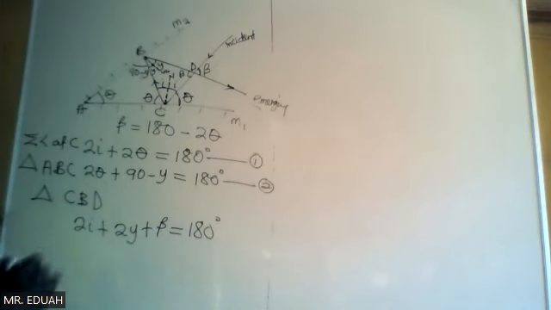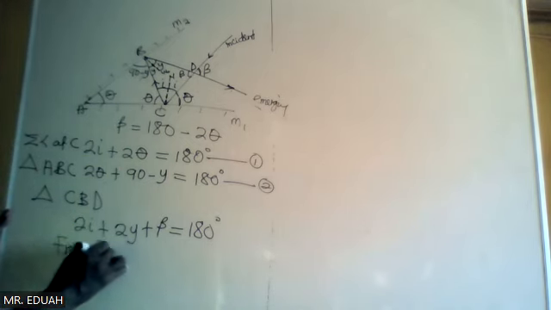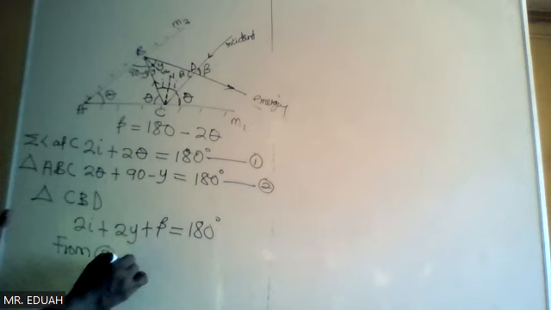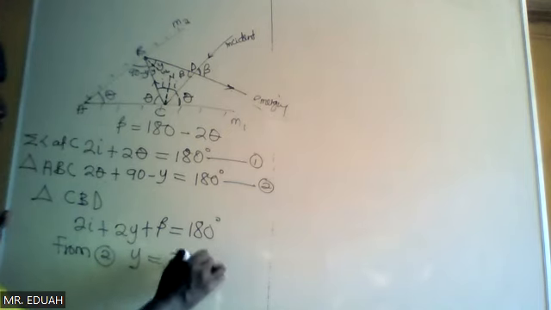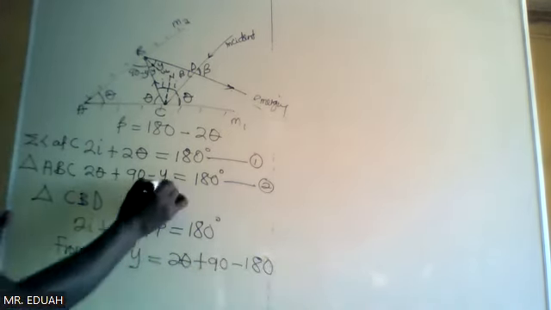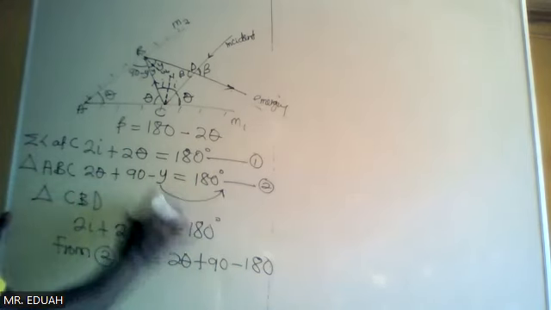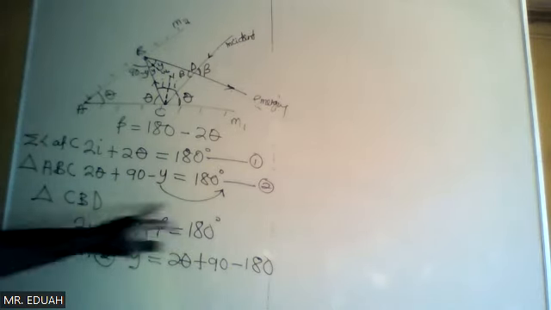So from equation 2, let's make y the subject. y will be equal to 2 theta plus 90 minus 180. We are only moving y to this end, and that will be positive. So y will just be this.